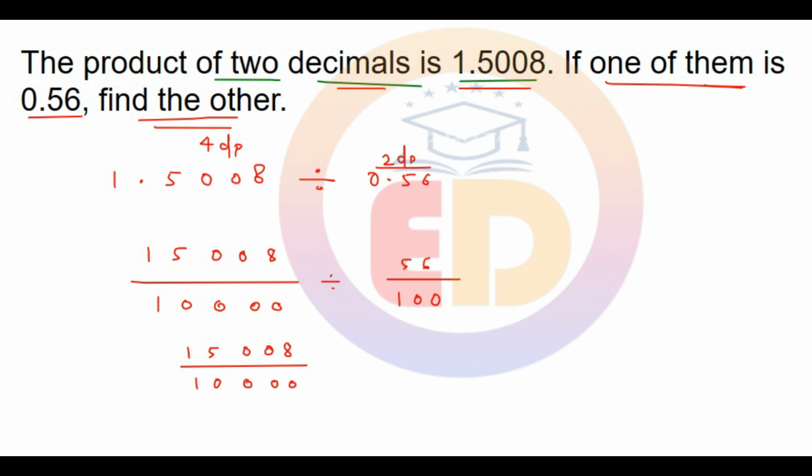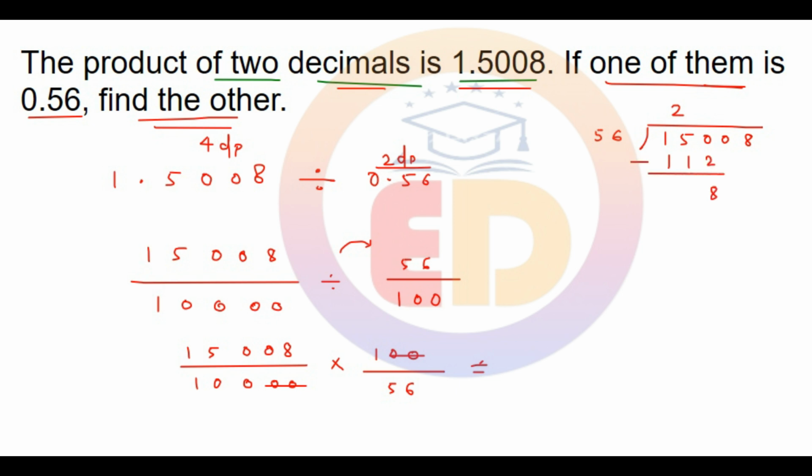Convert the division to multiplication, and the fraction after that convert it to its reciprocal. It's 100 upon 56. Now cancel the 2 zeros of 100 and 2 zeros of 10,000. Let us divide 15,008 by 56. I will do it here. I'll divide it by 56. Now 56 2 times is 112.